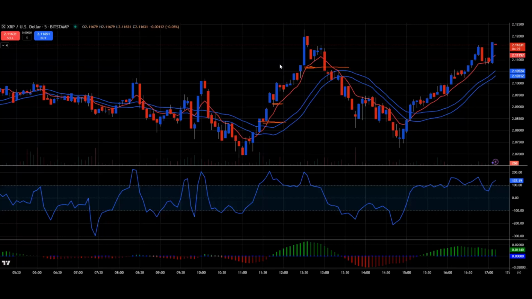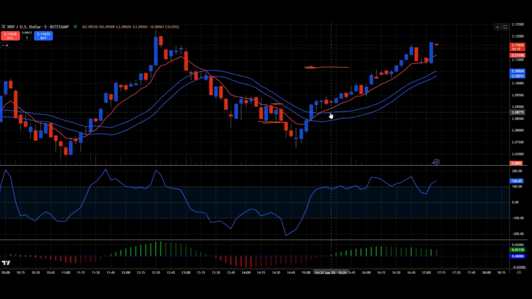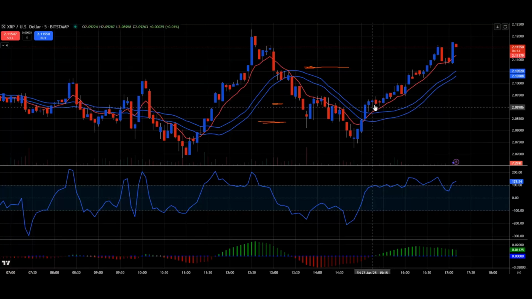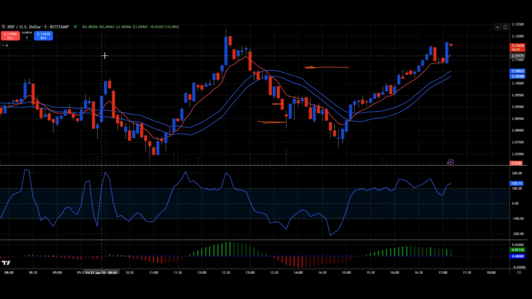So the key is to, for example, lose $1 and make 10. That's it. So proper account size management is very, very important. All right, but besides that, the same thing in this area. We see the breakout again from the zone, and of course the 8-period EMA, which is, in my opinion, golden.